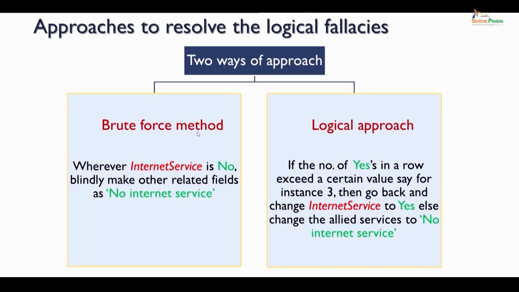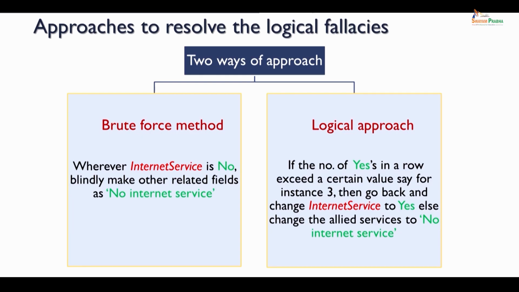Now let us see what the approaches are to resolve those logical fallacies. There are two approaches that we are going to discuss here. One is the brute force method and another is the logical approach. The brute force method is nothing but wherever the internet service is no, we can blindly make the other related services no internet service. Why? Because as I mentioned earlier, if the customer does not even have the internet service, then there is no possibility to have other related services, so we can make the other related services no internet service.